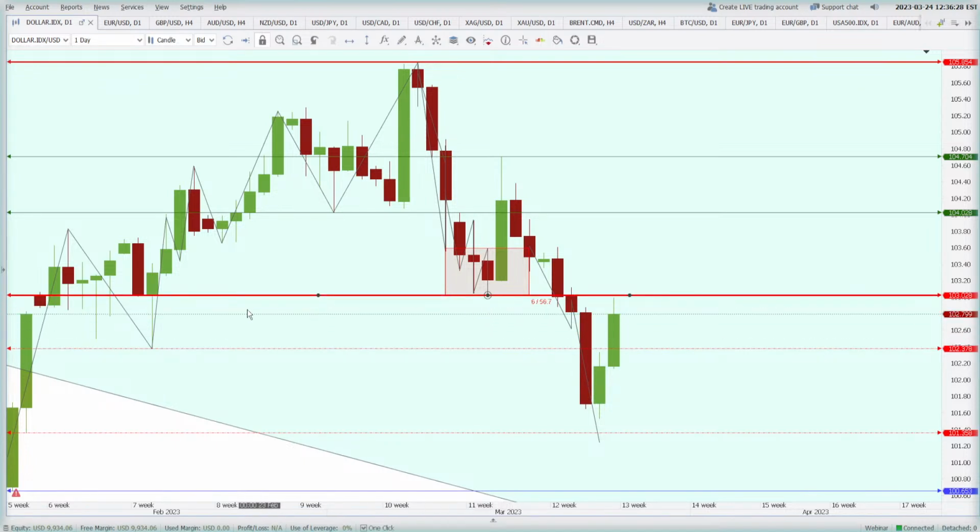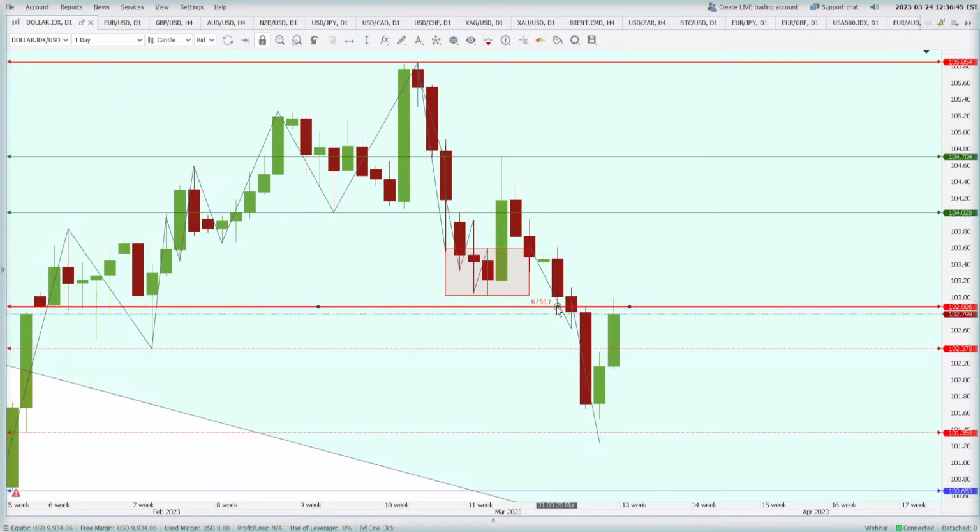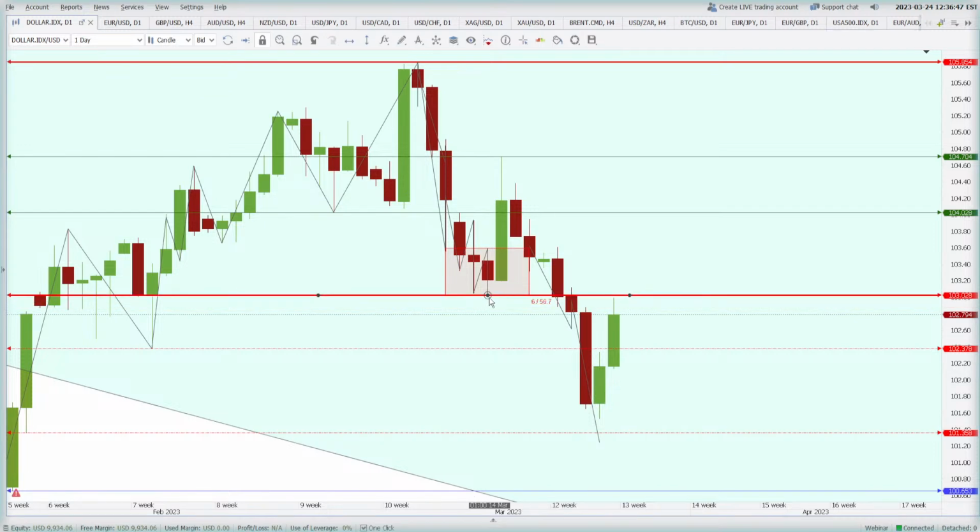The level was this low here. It was 103.02, if you remember. Okay, so this is the level where we are expecting some resistance, because the price is going in that direction now from the downside.